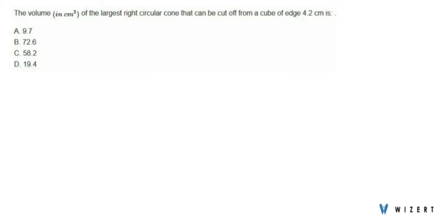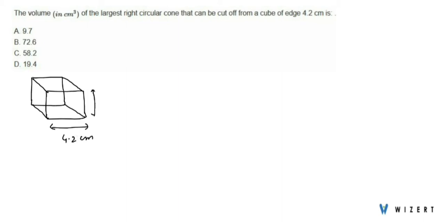The volume in centimeter cube of the largest right circular cone that can be cut off from a cube of edge 4.2 centimeter is what? So let's say if this is a cube whose edge is given as 4.2 centimeter. So this is 4.2 centimeter. 4.2 centimeter edge is given.